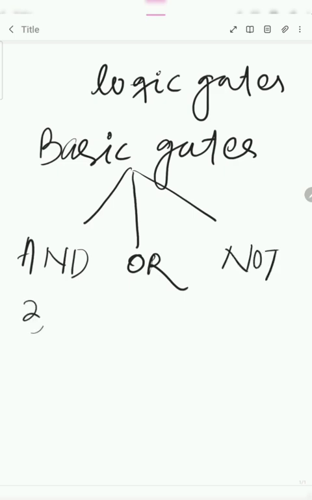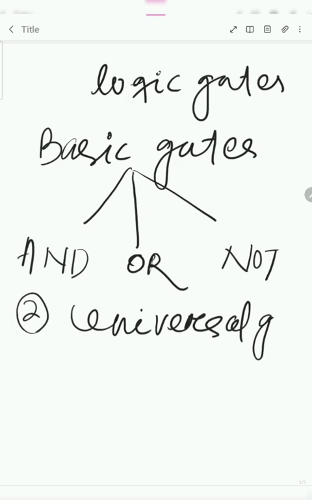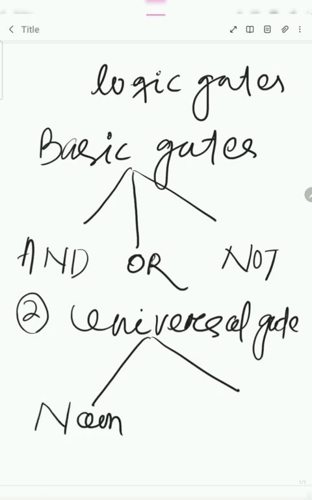The second one is the universal gate. Universal gates are divided into two types: NAND gate and NOR gate.